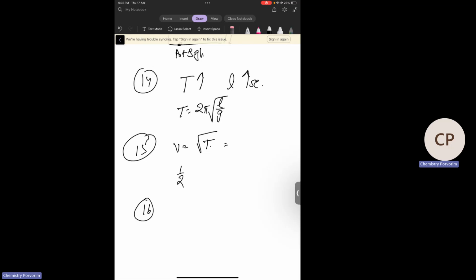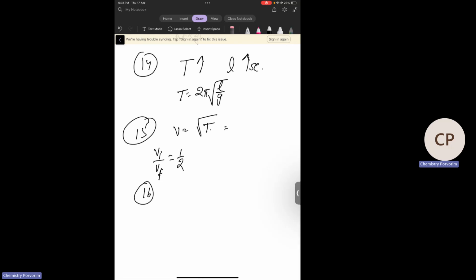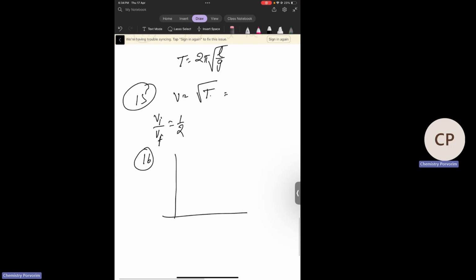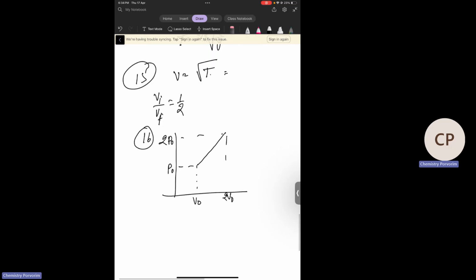16. The PV diagram of 2 moles of helium gas for a certain process A to B is shown in the figure. The heat transfer during process A to B. Okay, work done is area under this curve. So how much is the area? This is V naught, this is P naught. So 1/2 V naught P naught plus this is V naught P naught. So 3/2 P naught V naught.